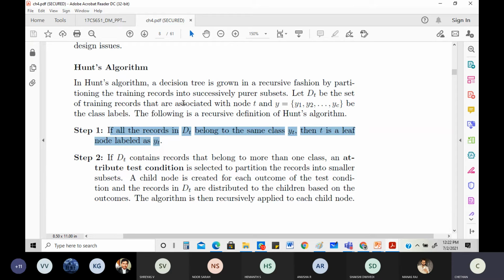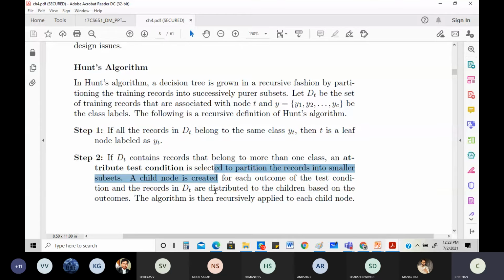Okay, what is the meaning of that? Don't have to worry. Okay, then if Dt contains records that belong to more than one class, okay, here it is all the same class. You can see very clearly it's all the same class here. But if here it is more than one class, what are you trying to do? An attribute test condition is selected. What is that? To partition the records into smaller subsets.